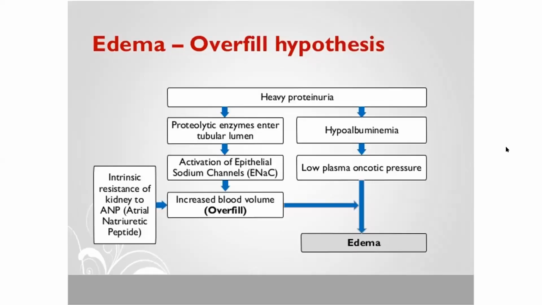The other hypothesis, or the way edema can occur, is when you have heavy proteinuria, that protein goes through the tubules and is going to stimulate the channels in your distal tubules called the epithelial sodium channels to activate. When these get activated, it's going to retain more and more salt and water, and that's going to make the edema worse. So that is your overfill hypothesis, which is going to contribute to developing edema.